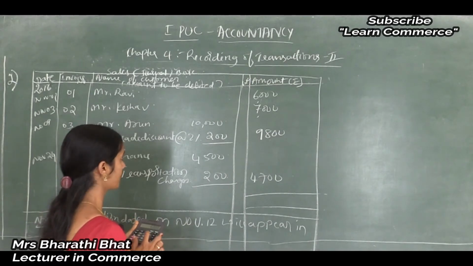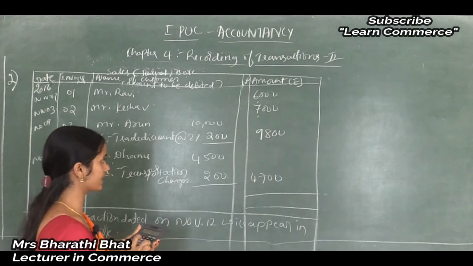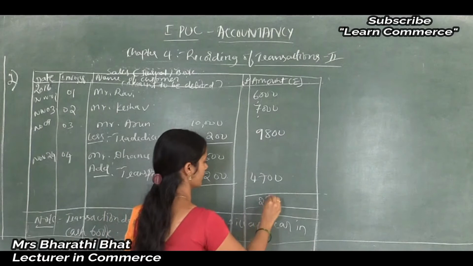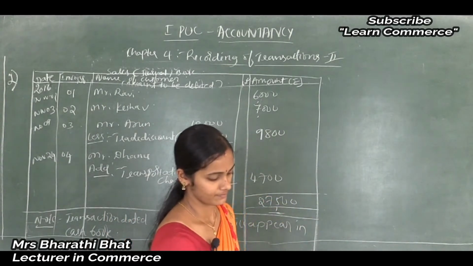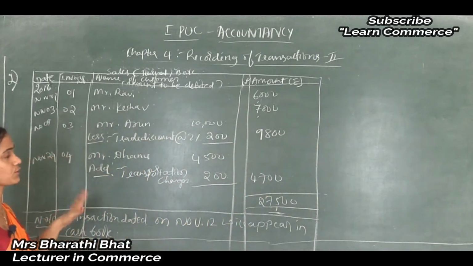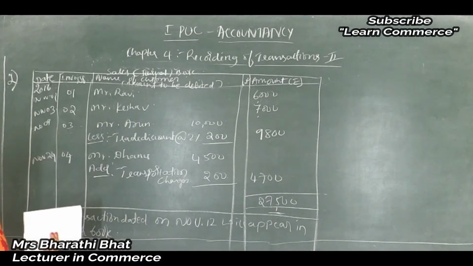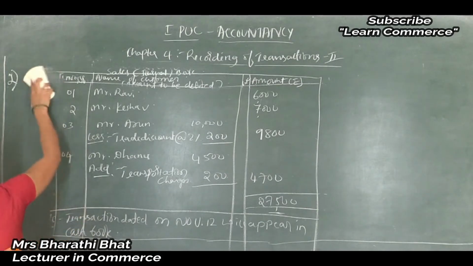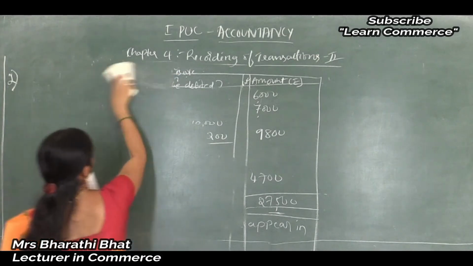6,000 plus 7,000 plus 9,800 plus 4,700, 27,500. Okay. 27,500. So this is a very simple illustration, it may come for 6 marks. Okay, so I'll solve one more illustration on this. Now I'll erase this and see the next question.